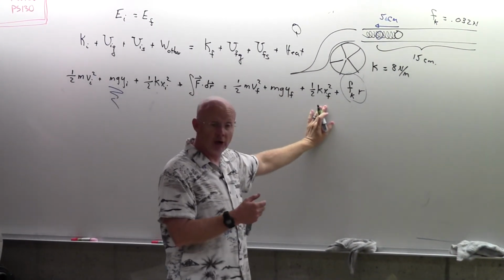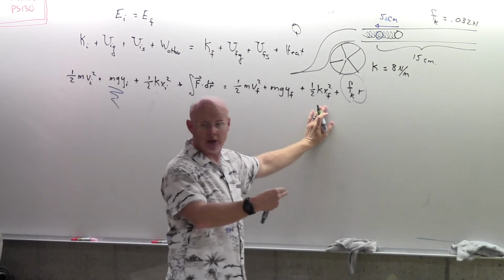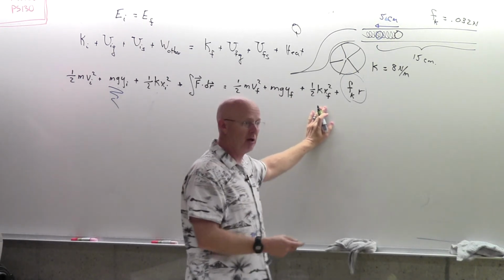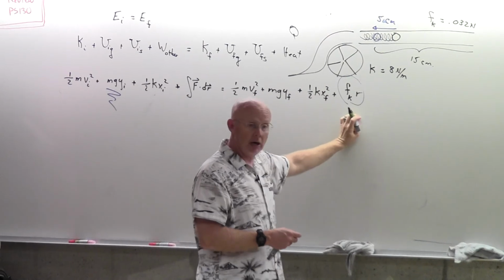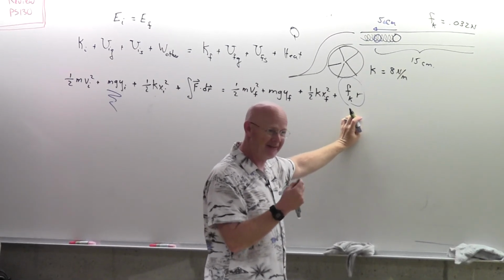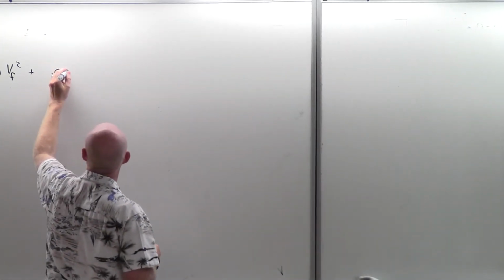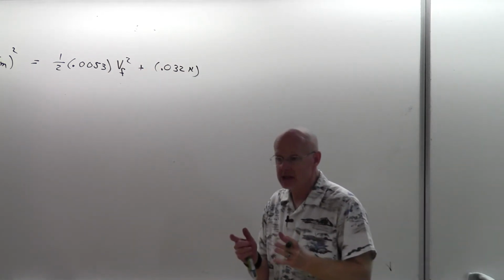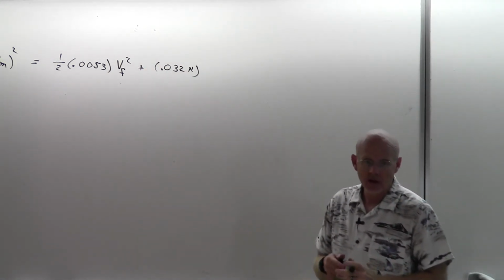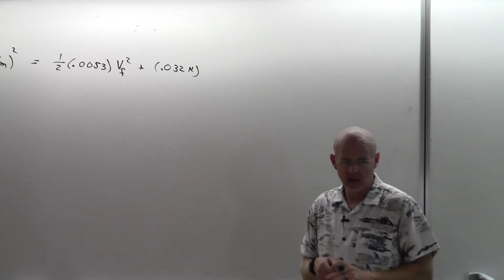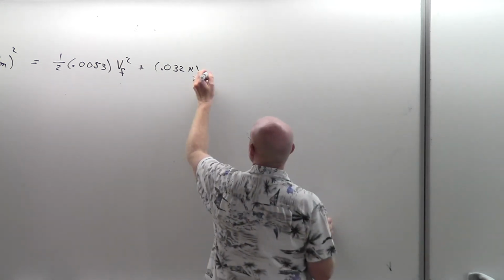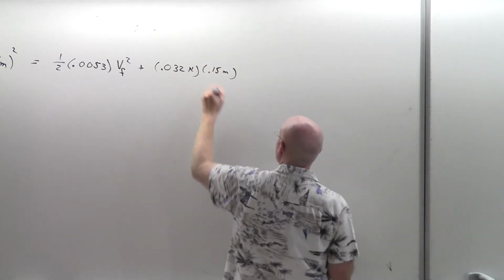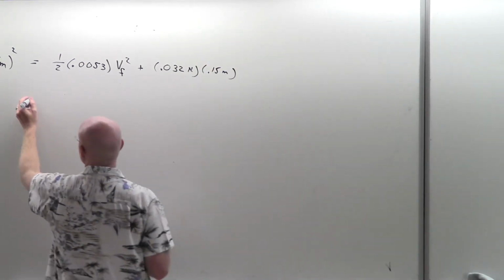For example, we get over to here, which we already said is 0. We get over to here, the spring now has stretched back to its natural length and the cannonball has moved on, so that one is 0. But of course this one does have a number. This is a force of friction. That force of friction is 0.032 newtons. And how much distance do I have? Is it 5 or 15? 15. So the friction is for the whole 15 centimeters.